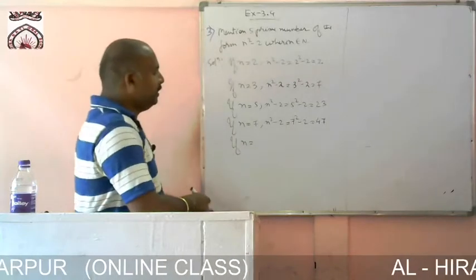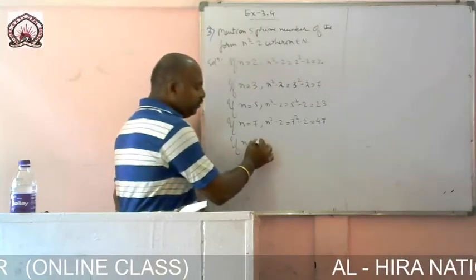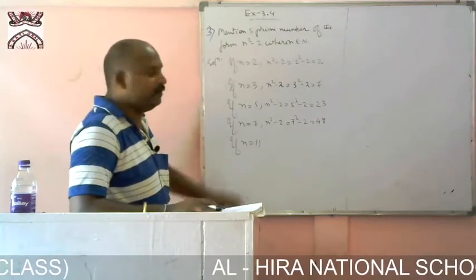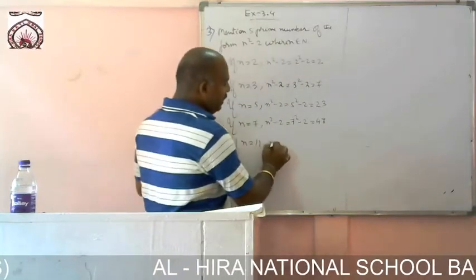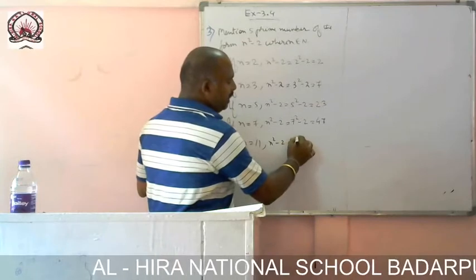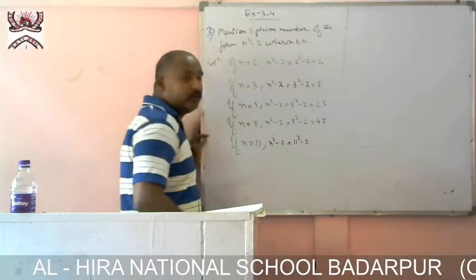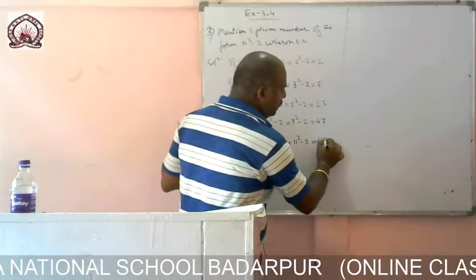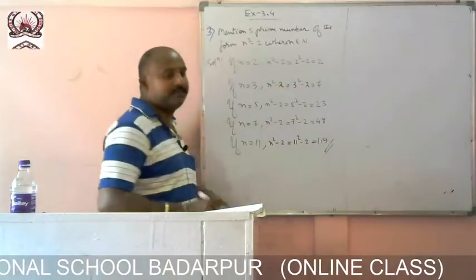Next, after that we put n equal to 11. We are putting here all the prime numbers. Okay. Now here we are getting n square minus 2 equal to 11 square minus 2. 11 square is 121 minus 2 is equal to 119. Okay.